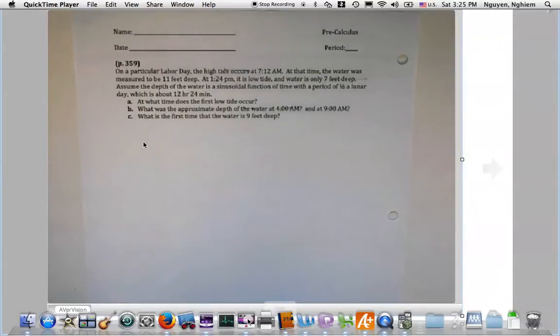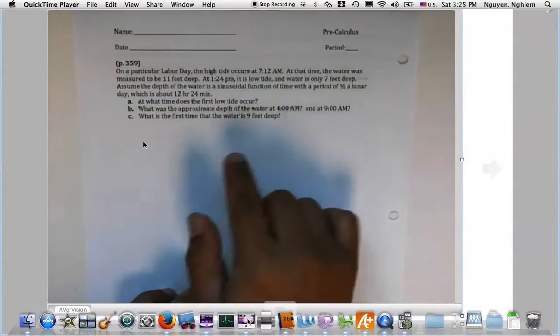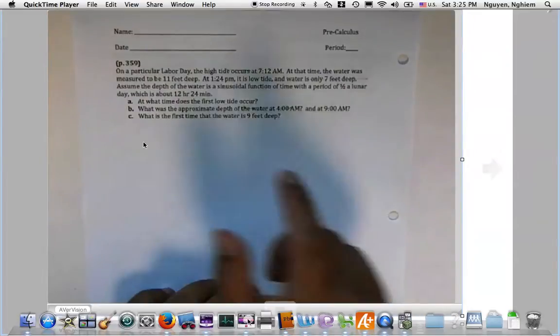Assume the depth of the water is a sinusoidal function of time with a period of half a lunar day, which is about 12 hours 24 minutes. And we have three questions to ask. At what time does the first low tide occur? What was the approximate depth of the water at 4 a.m. and at 9 a.m.? What is the first time that the water is 9 feet deep?